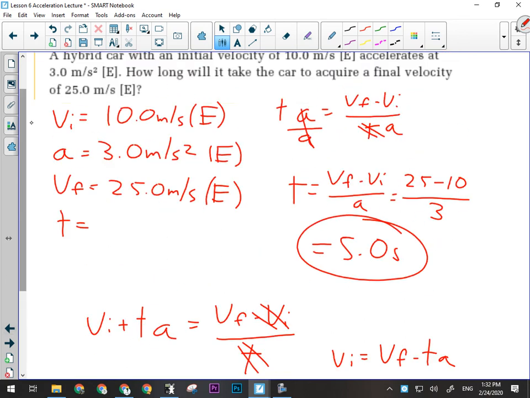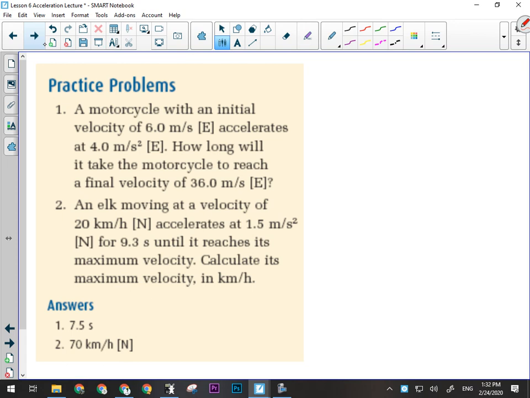I want you guys to try these two. They both involve using that formula. Answers are down below, so you can check and see if you did them right or not. But those are the ones I want you working on right there. Give you a couple minutes and we'll look at them together.